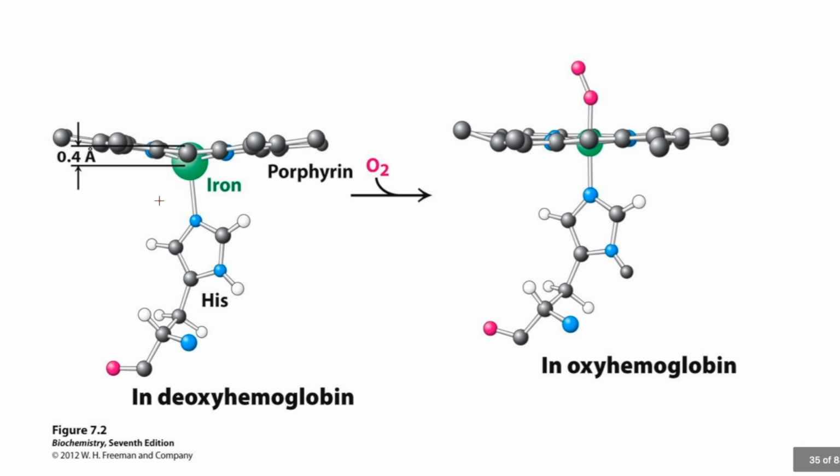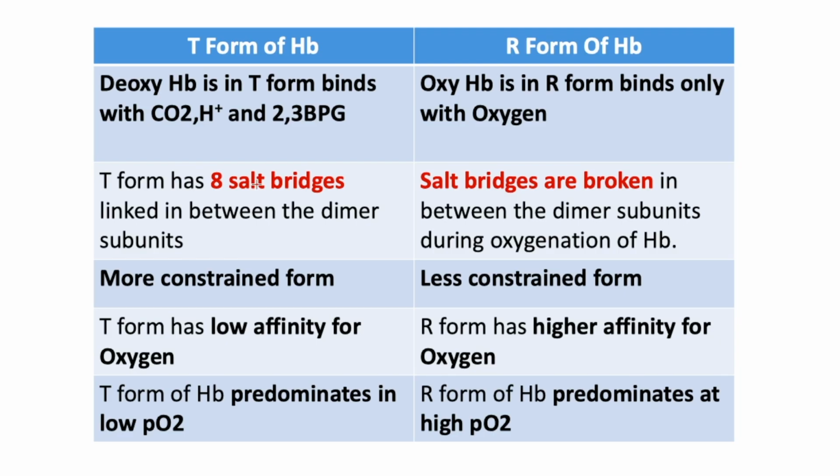Here it is shown very clearly how deoxyhemoglobin looks. It is a little bit bent over here, whereas in the oxyhemoglobin, you can see that it has become quite planar in structure. Now there are two forms of hemoglobin. One is called T form or tense form, and the other one is called R form or relaxed form. So what is T form? Deoxyhemoglobin is in the T form, that is the tense form. That's why it is bent, right?